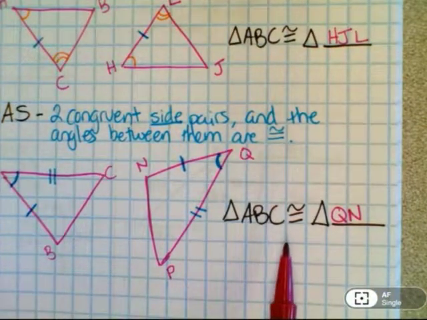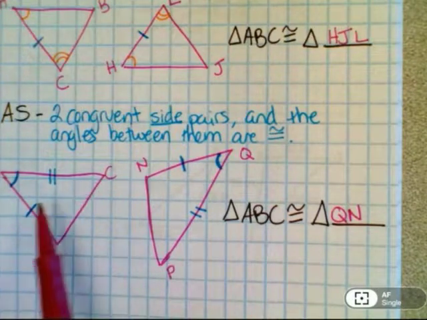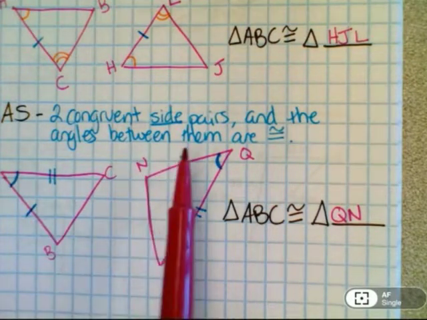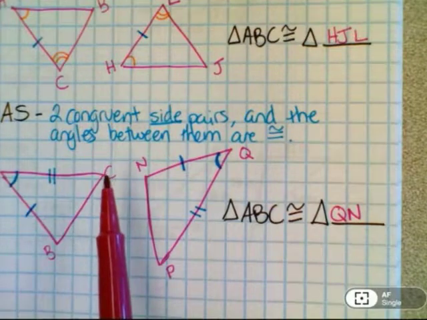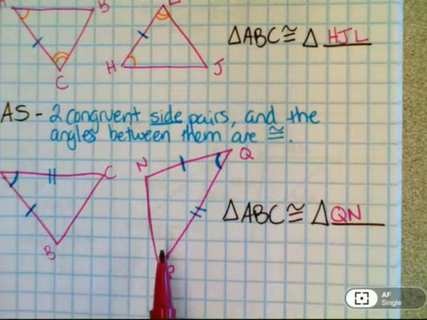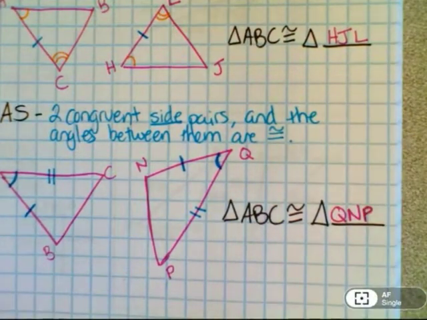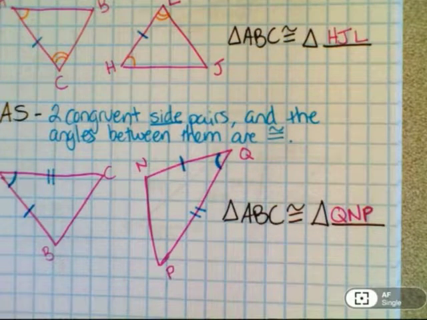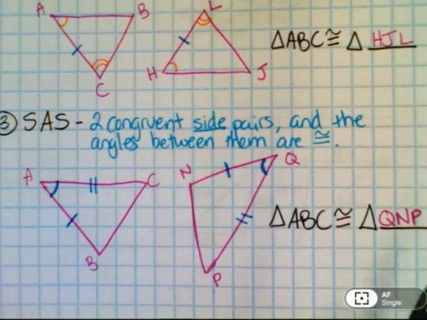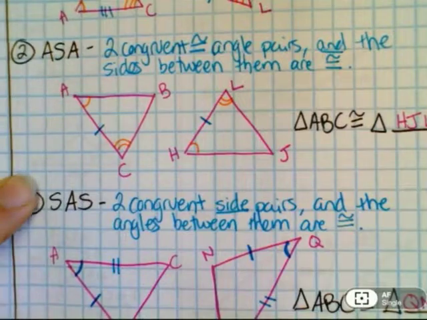And then just to double check, another way you can think about it is C is across from the 1 mark. So it's going to be P. You can also think about C being between the 2 marks and the no marks, and P is between the 2 marks and the no marks. So you can look at it a couple different ways, but you've got to make sure you're lining up your corresponding parts. So there we go. Now we have a third shortcut. So we no longer need 6 pairs of corresponding parts. We can do 3 pairs, angle side angle or side angle side.